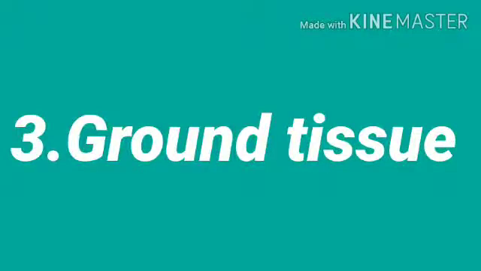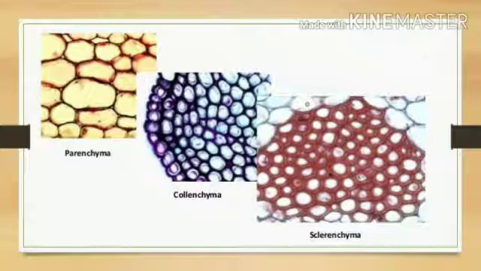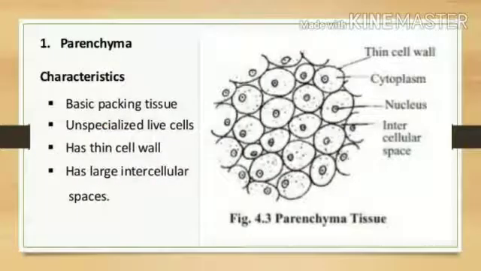The ground tissue forms the bulk of the plant, which means it gives shape and support to the plant. The main functions of the ground tissue are storage of food and providing physical support to the plant. This ground tissue has been divided into three types on the basis of their structure and function. They are parenchyma, collenchyma and sclerenchyma. First we'll see the parenchyma tissue.